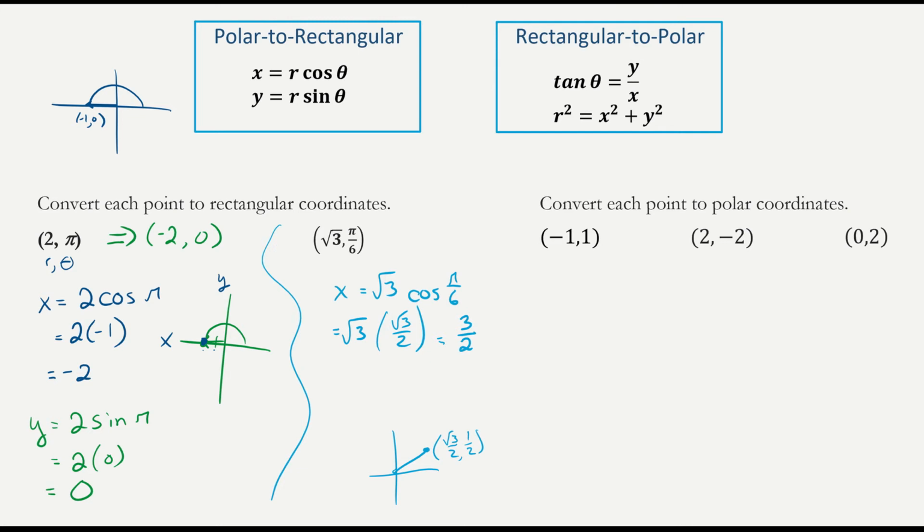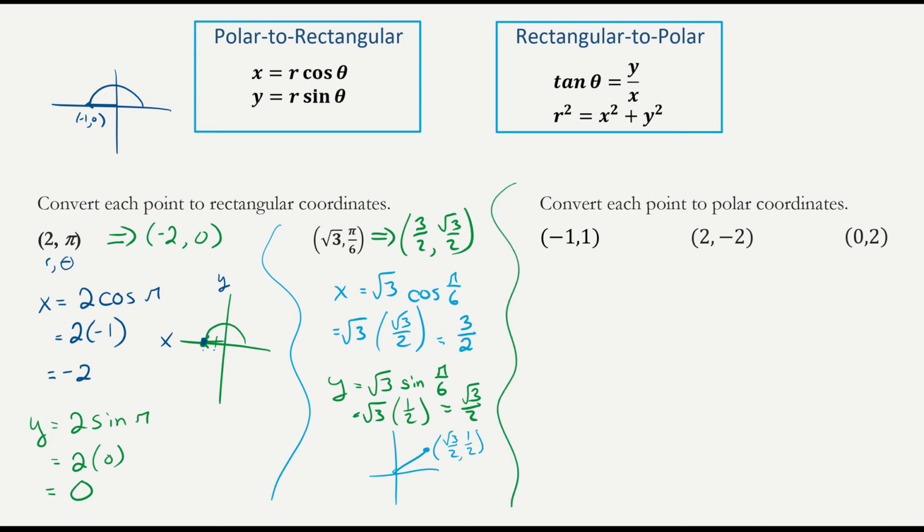And then to find the y value, we would go y equals square root of 3 times sine of pi over 6. So you continue to associate sine with y and cosine with x, just like we always do with trigonometry. 1/2. So that is square root of 3 over 2. So we see that this point goes to 3/2, comma square root of 3 over 2 in rectangular.